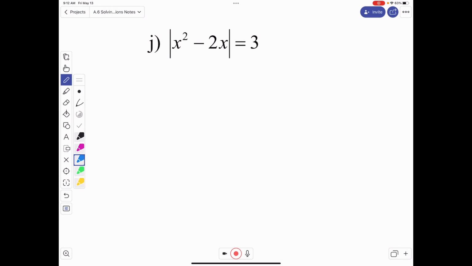Okay, so on J, notice our absolute value is isolated, so we are ready to go ahead and set up our 2 problems.